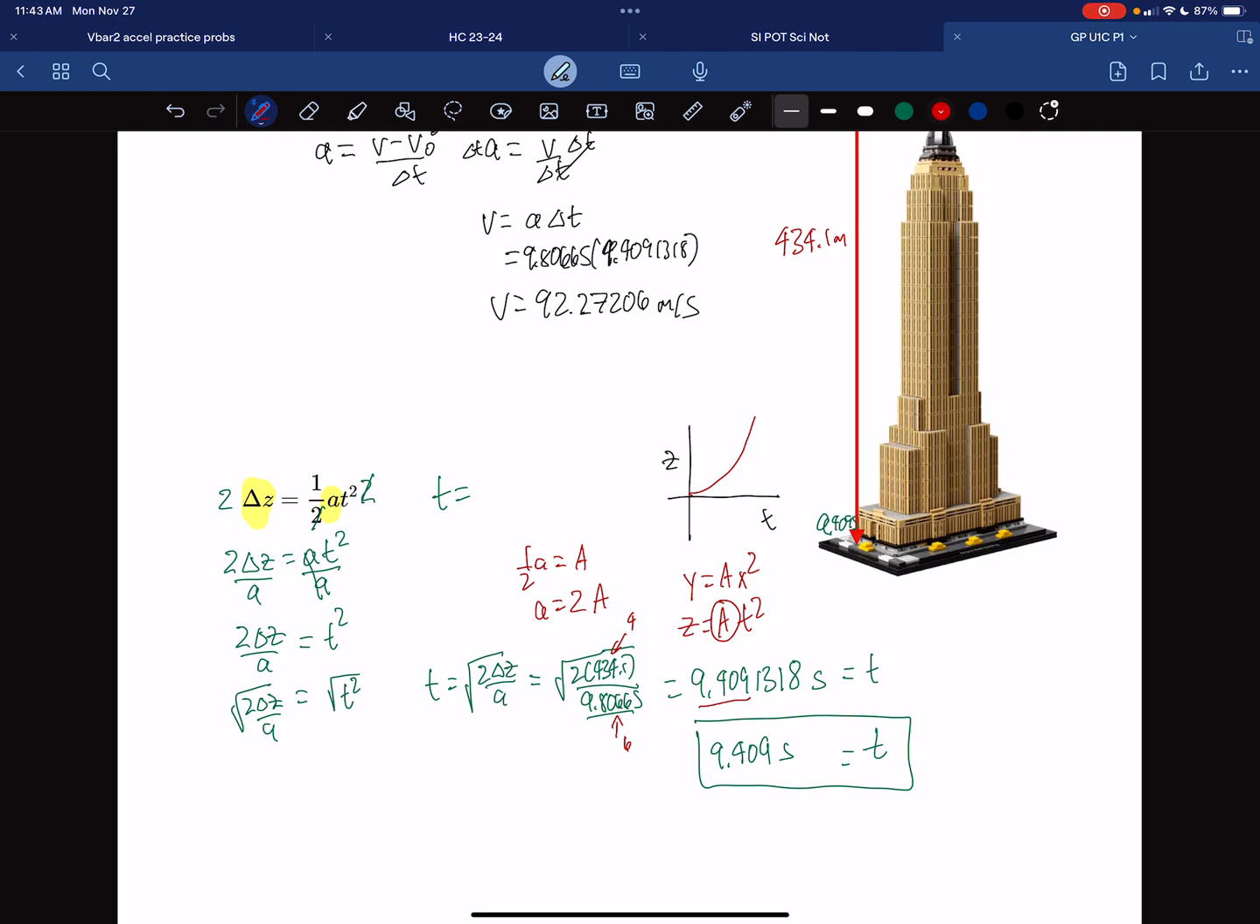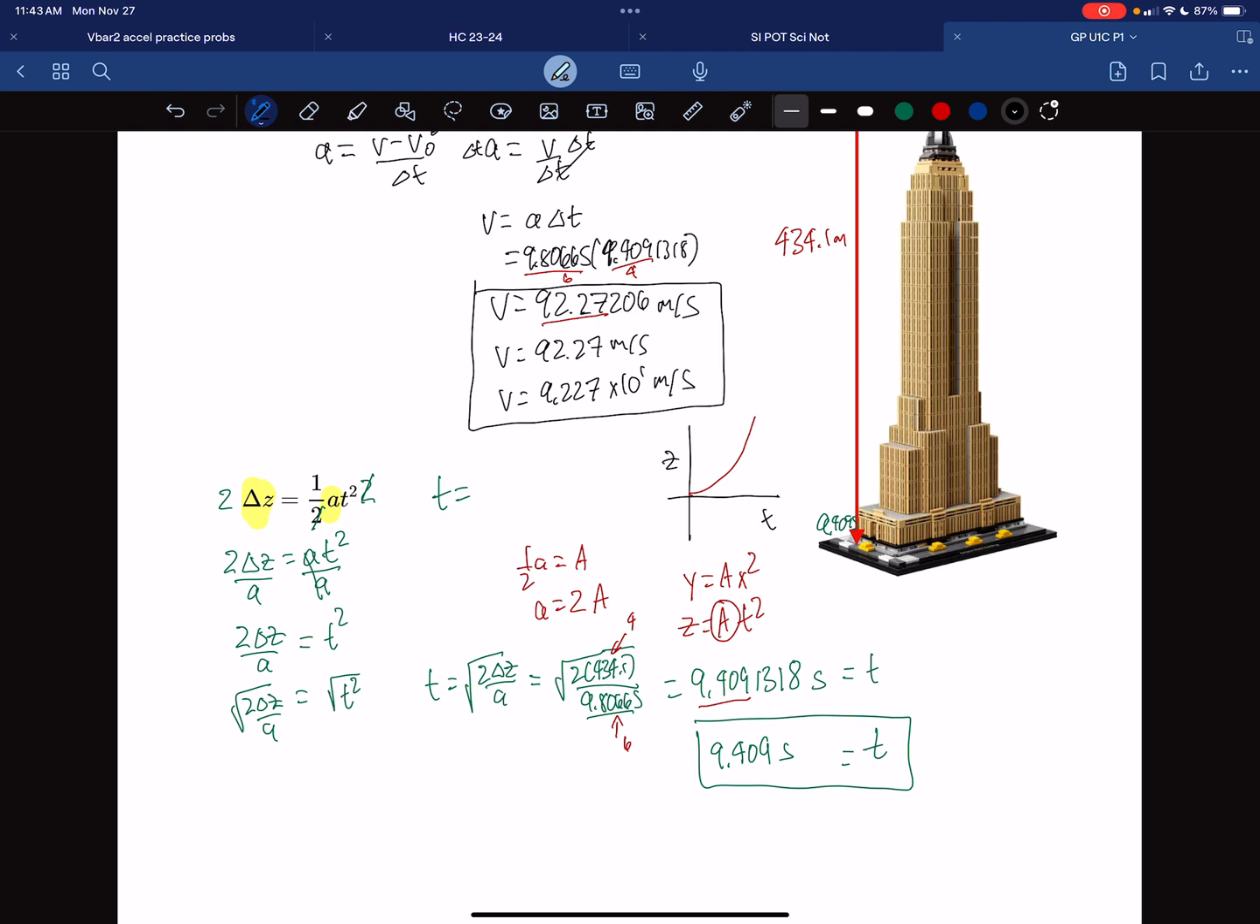And so lastly, this number had 6 digits, and this number we could only report 4, so again, we can only report 4. Our final answer then is 92.27 meters per second. And if we write that in scientific notation, that is 9.227 times 10 to the 1 meters per second. And so we have our unrounded, rounded, and scientific notation answers.